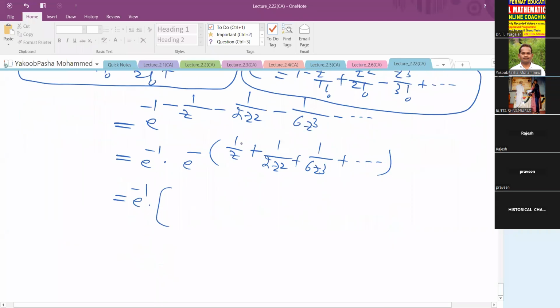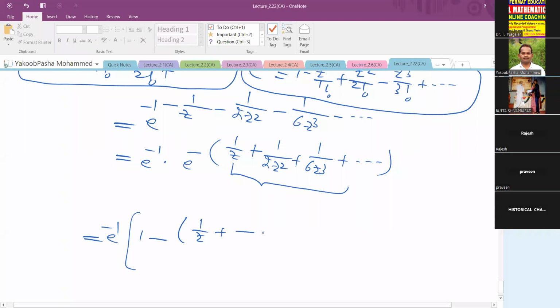Treat this entire term completely as z. So we can write it as e to the power of minus 1 into 1 minus this term, completely: 1 by z plus 1 by 2z square plus 1 by 6z cube divided by 1 factorial. Here it is 1 factorial, so I am not writing it.